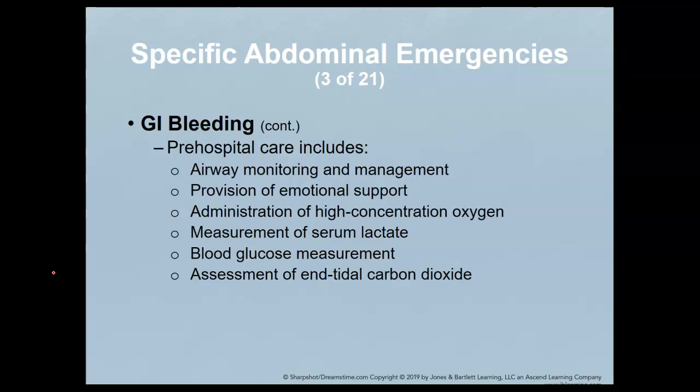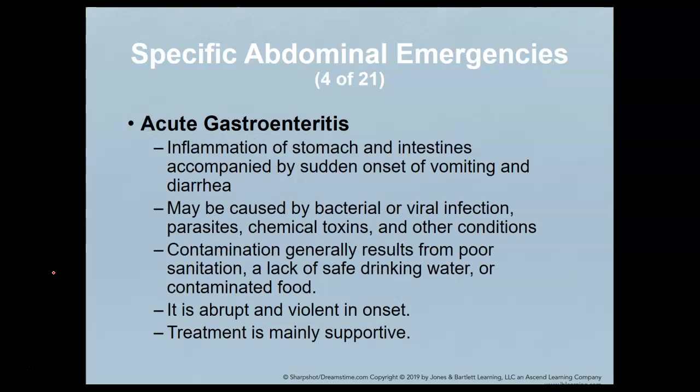Okay? Acute gastroenteritis is an inflammation of your stomach and your intestines, and that usually comes from sudden onset. It's accompanied, rather, by sudden onset of vomiting and diarrhea. Bacterial or viral infections are common. Parasites, any number of things can cause acute gastroenteritis. You can see this with food poisoning, things like that as well. Usually very abrupt, very violent onset.